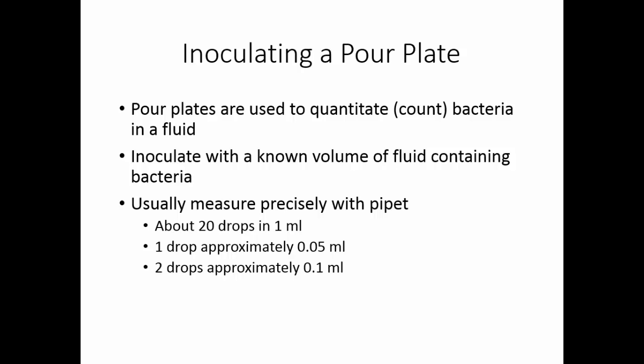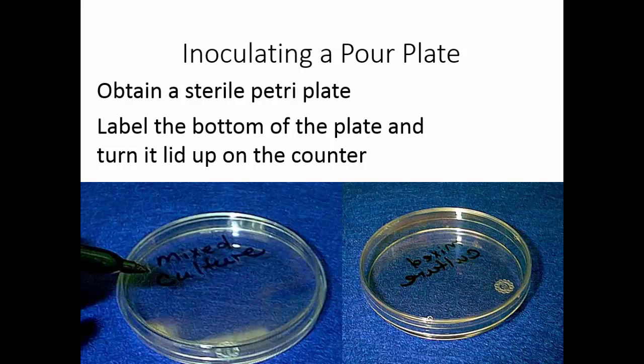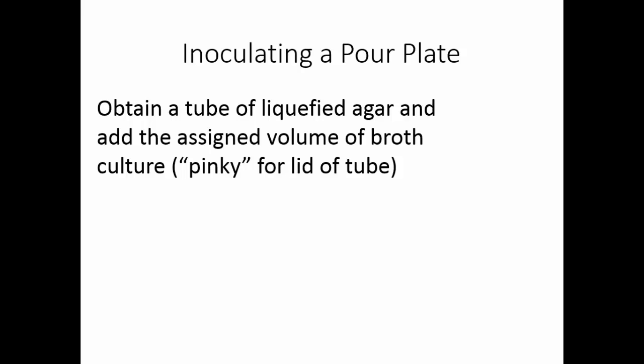To start your pour plate, you're going to get a sterile Petri plate and label the bottom of the plate, the part of the plate that's going to have the agar poured into it. Then you're going to turn the plate up so the lid is on top. Then obtain a tube of liquefied agar and add your assigned volume of broth culture. You'll take the lid off of the agar tube using your pinky again.